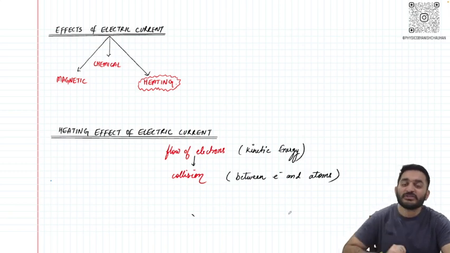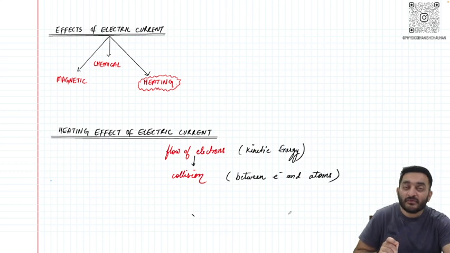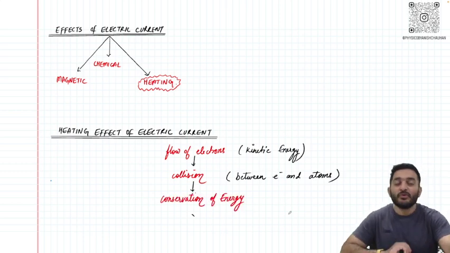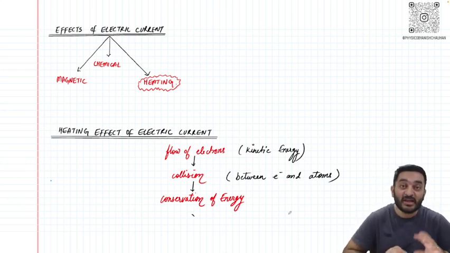So this collision which is going to happen between electrons and the atom is going to lead to what? Heat. So if we see according to the law of conservation of energy, if the amount of energy supplied at the input and the output are not the same, they are different.